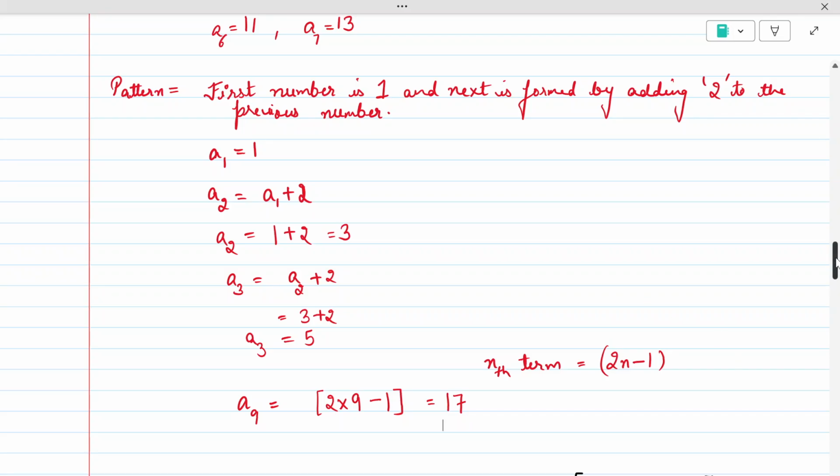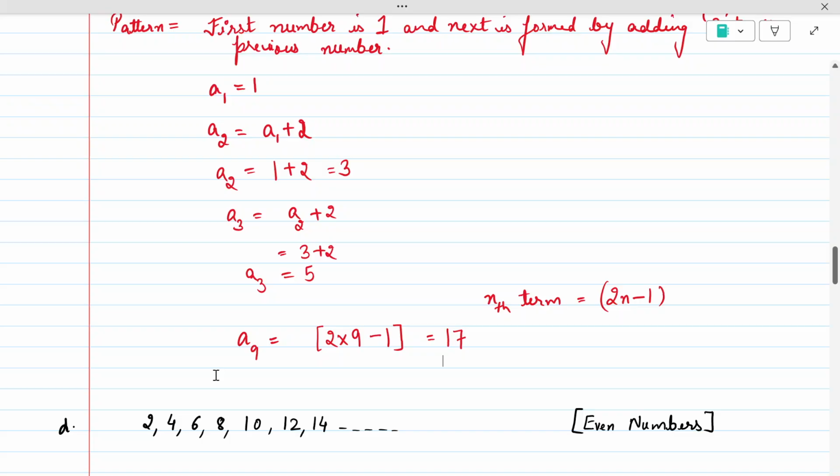Similarly, we can take another example. Let's say I have to find the number at position 21. So again, this is 2 multiplied by 21 minus 1 using this formula. So this is 42 minus 1, which is 41. So in the odd number series, at the 21st position, we will get 41. And I hope this is clear.